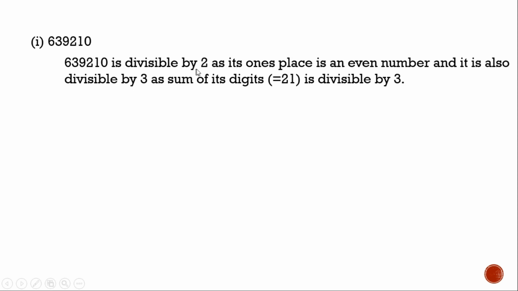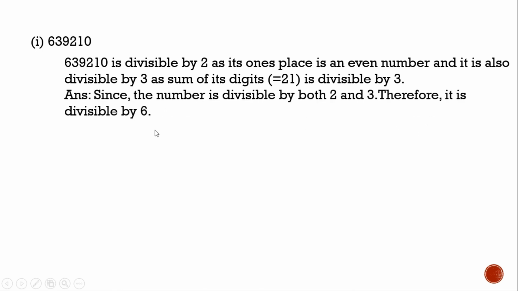So, what is your answer? It is 21. Is 21 divisible by 3? Yes. So, the given number is divisible by 2 as its ones place is an even number, and it is also divisible by 3 as the sum of its digits is divisible by 3. So, it is divisible by 6. Next.